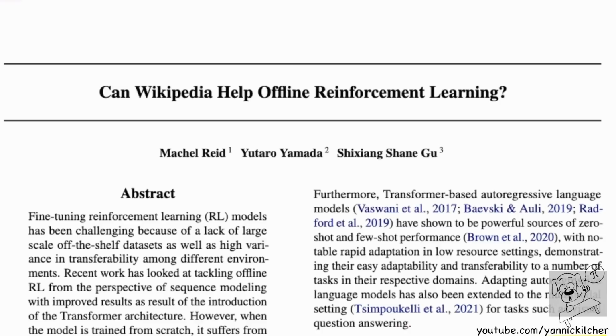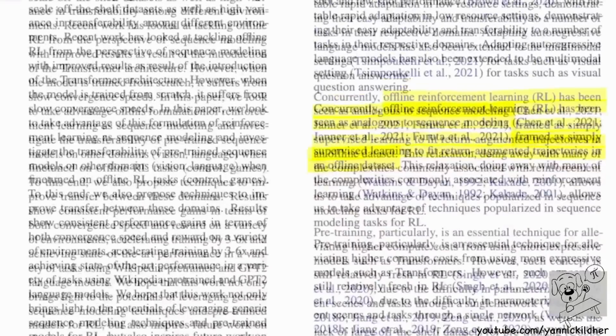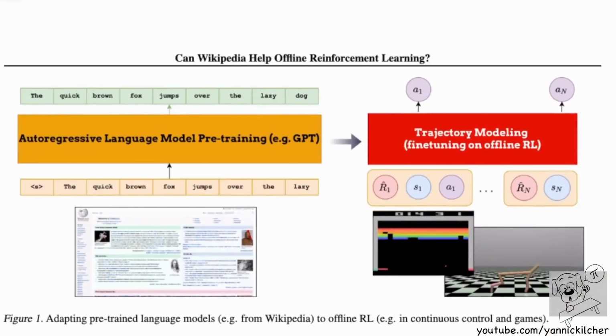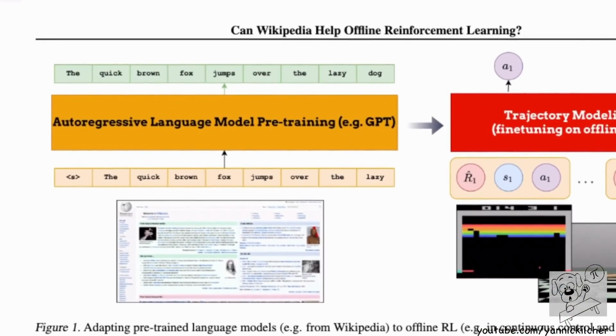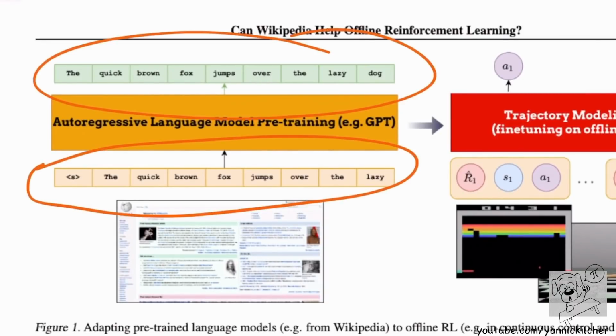Hello there. Today we're going to look at Can Wikipedia Help Offline Reinforcement Learning by Michelle Reed, Yutaro Yamada, and Shixiang Shane Gu. This paper is a special paper because it very counterintuitively trains a language model. So it pre-trains a transformer to do language modeling, for example, Wikipedia text modeling. As you can see right here, language goes in, it does next word prediction like you're used to from a language model like GPT-2, GPT-3, and so on.